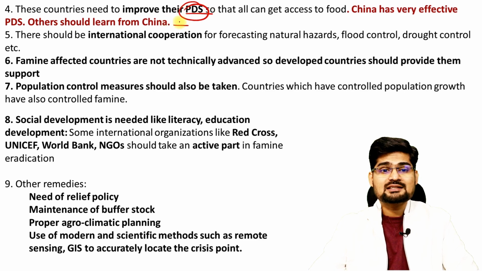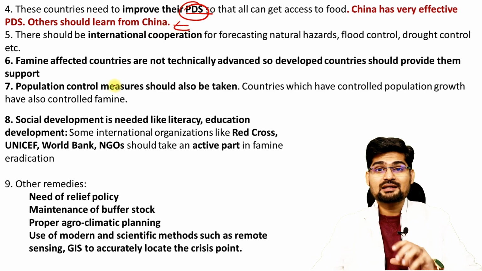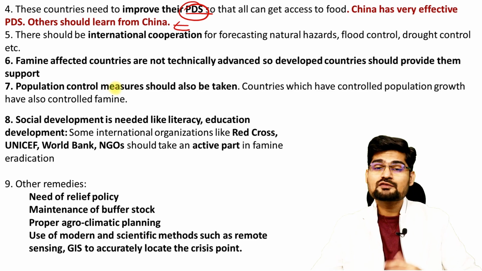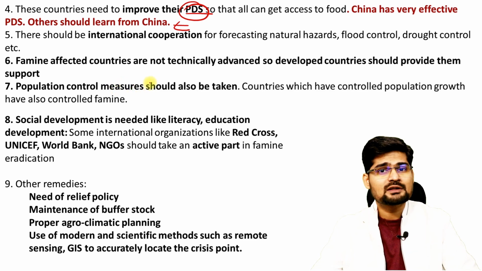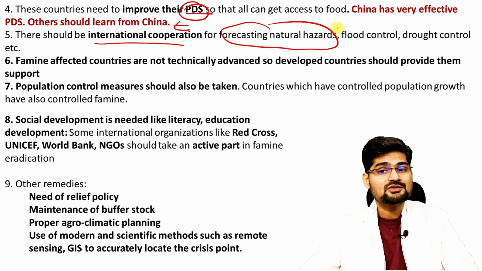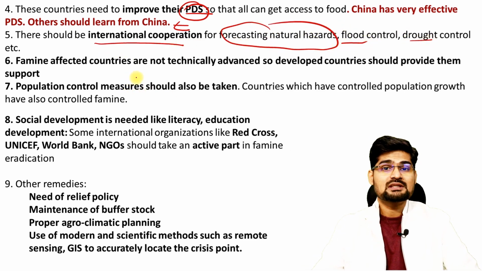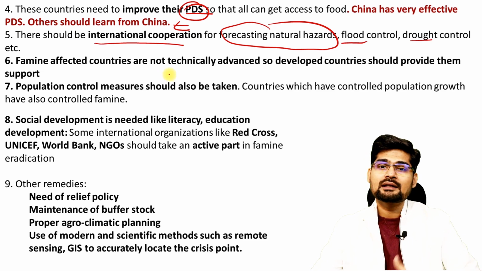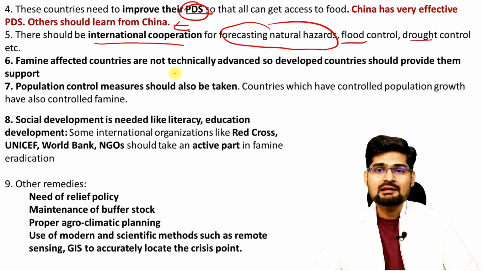And then further, we already know the problem of the PDS system. So remember, China has done really well. It was in the news that China has the most efficient PDS system. So we also need to improve, the world needs to improve on the distribution system that we already know. International cooperation on forecasting of natural hazards like flood and drought situations. This could be done, right? We are doing really well in our space science. So more of monitoring, more of real time news to the farmers.